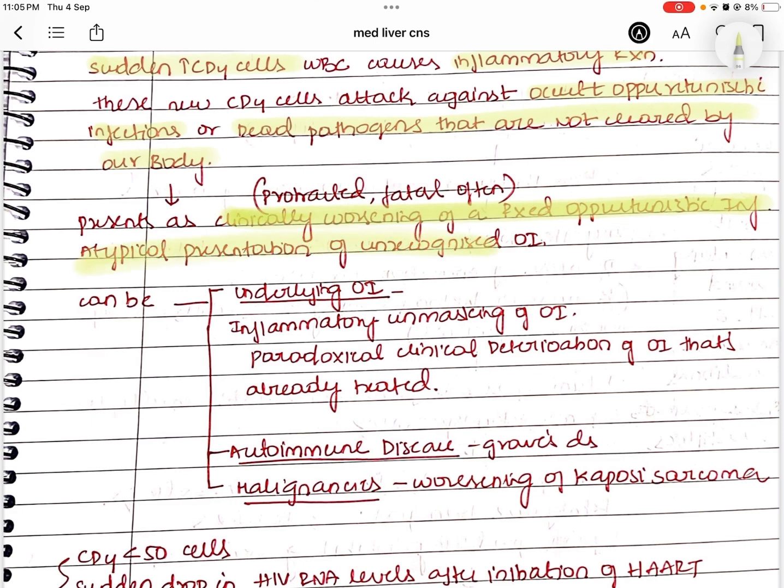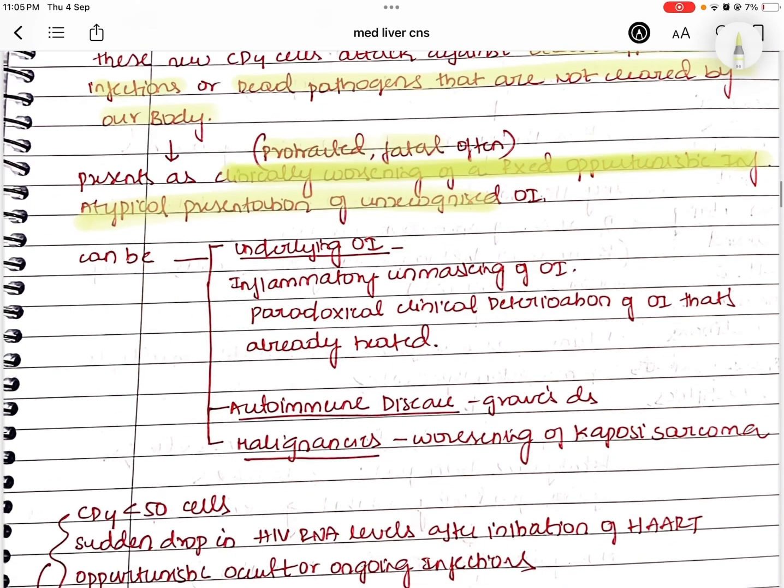So this presents as a clinical worsening of a treated opportunistic infection, and an atypical presentation can be seen. Why is there clinical worsening of a treated opportunistic infection? Because the opportunistic infection is already treated, but the dead pathogens are not removed. So these new CD4 cells will act on those dead pathogens, causing clinical worsening of the treated opportunistic infection. The course can often be protracted, and it can also lead to fatal conditions.